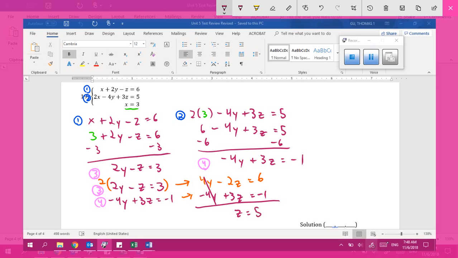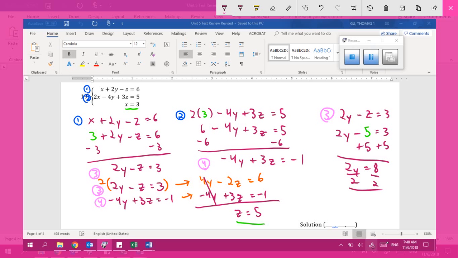So that just gave me one of my answers. Nice. So z equals 5. And then we can find y right away because we look back in one of our new equations, 3 or 4, and we can find the y. So equation 3 looks the easiest. So we're going to go for 3, which was 2y minus z equals 3. But z is 5, so it's going to be 2y minus 5 equals 3. So we add 5 to both sides, and that leaves me with 2y equals 8. Divide both sides by 2, and y equals 4.